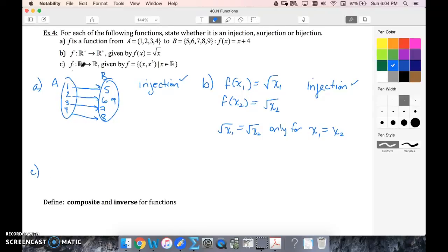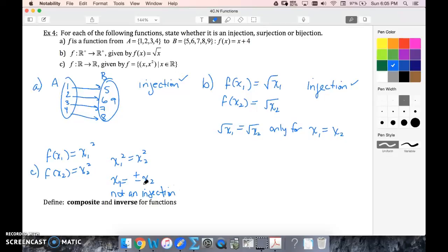Let's look at C. We're going from real to real. F is the pairs x and x squared, so this is like saying f of x equals x squared. So doing the same thing, f of x1 is x1 squared. F of x2 is x2 squared. x1 squared is equal to x2 squared. Well, this happens if x1 is plus or minus x2. So single elements would map over to two different elements. This is not an injection.